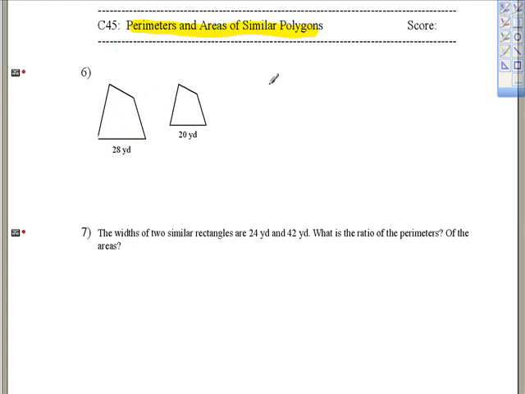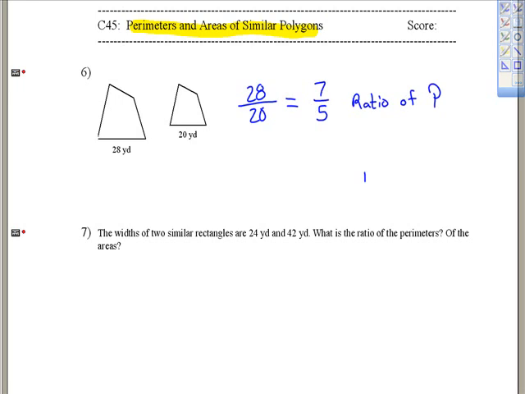Well, let's just take these two sides. Let's take 28 over 20. That's a ratio of the perimeters, right? But we need to reduce that down. What goes into 28 and into 20? 4. 7 and 5. So that would be the ratio of the perimeters.